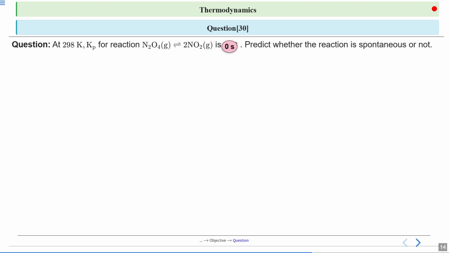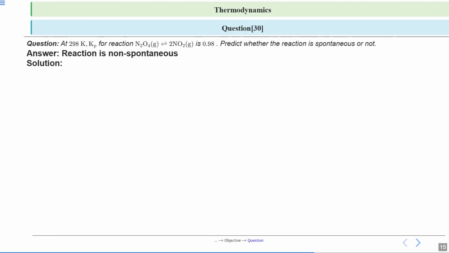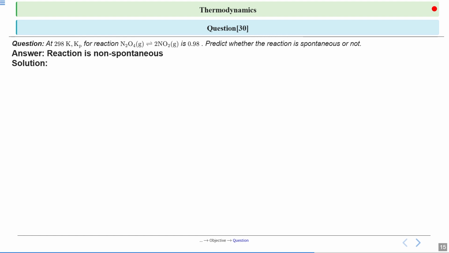Okay, let's see what the correct answer is. The correct answer is that the reaction will be non-spontaneous. So it's a very good question. How? Let's see. You have to go through the equilibrium and also through the thermodynamics. It is an integrated one, and we have already studied this.